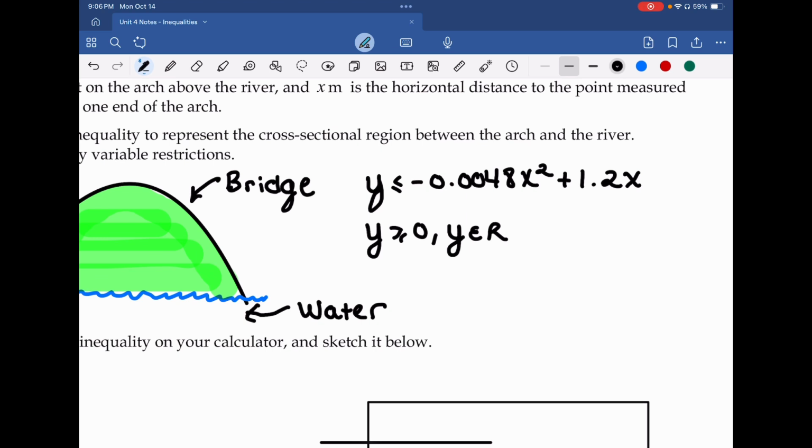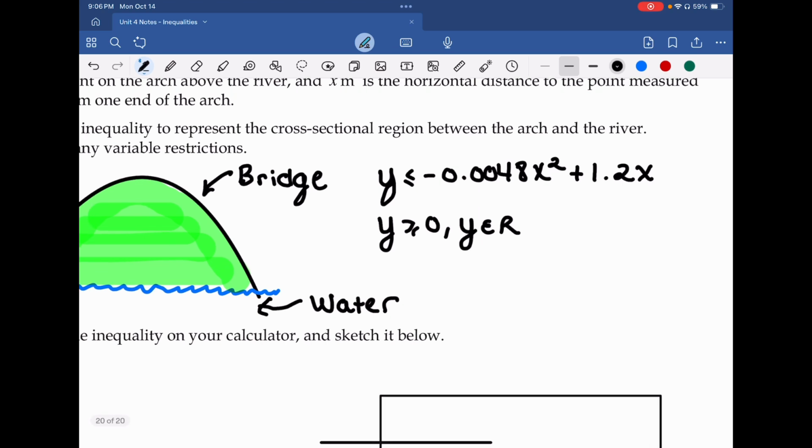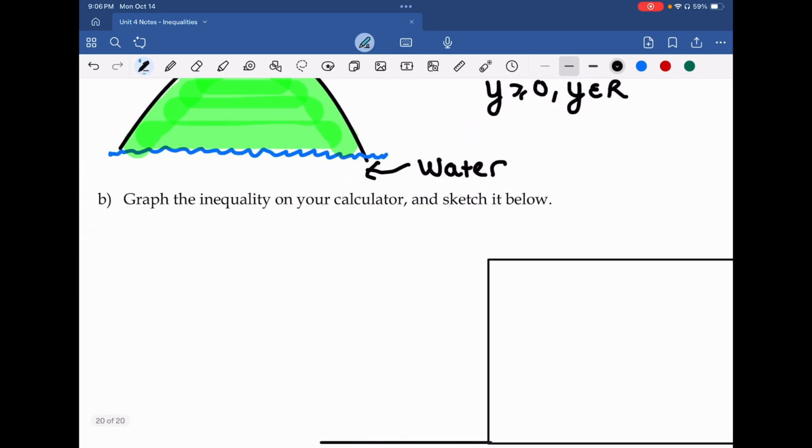We want to be above the water line, and so our y value must be greater than 0. Now, graph this inequality in your calculator. For part B, when we graph it in our graphing calculator, what you're going to do is type into your y1 negative 0.0048x squared plus 1.2x.